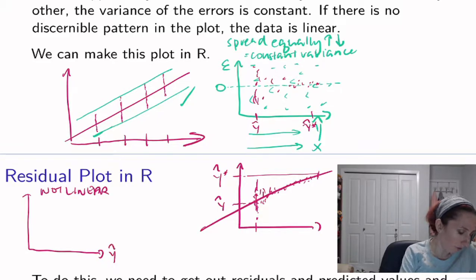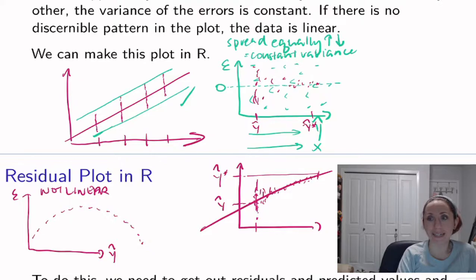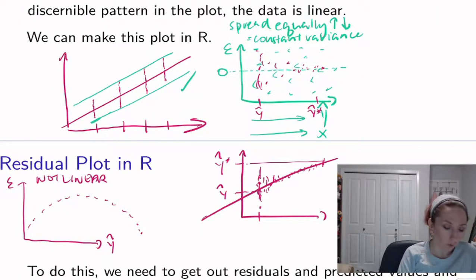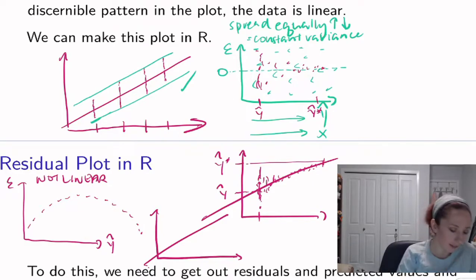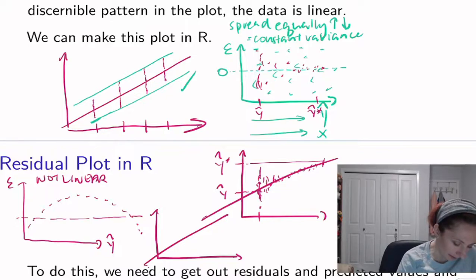Again, thinking this is our y hat versus our errors. If I had something that looked like this, I have a clear pattern. How would that look in my actual regression line? So that says as my y's get bigger, or as my x's get bigger, I'm going to see this bending. So this would look something like this.